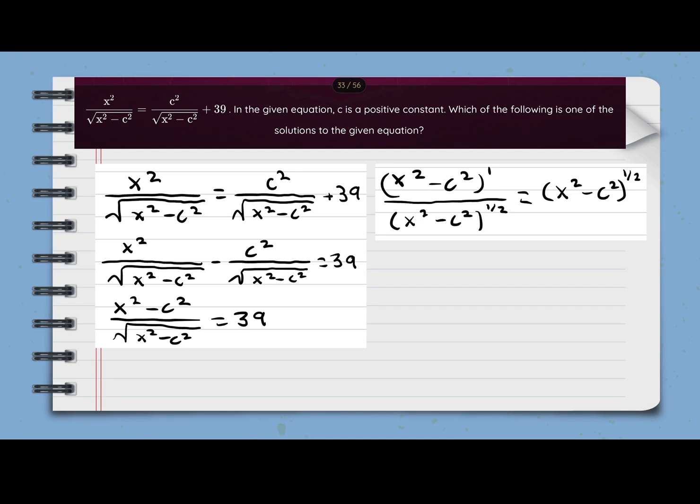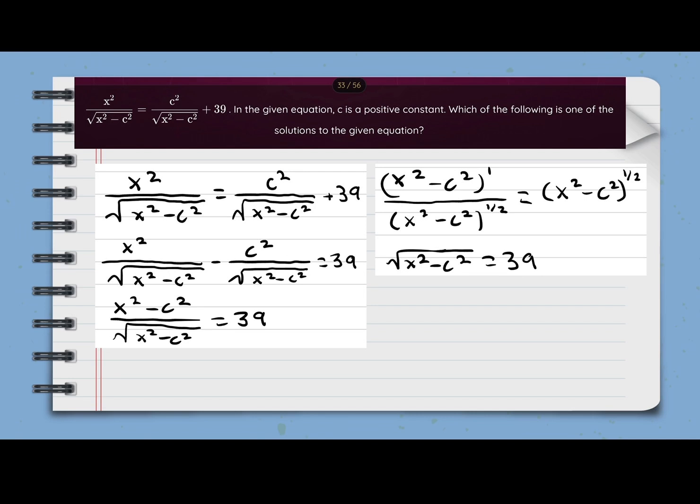So just to clarify, we have x squared minus c squared on both numerator and denominator. The only difference is the denominator has a square root, and using exponent rules, when you have the same base with different exponents, when you divide, you just subtract, and this time it will be 1 minus 1/2, meaning the fully solved out version of this will just be the square root of x squared minus c squared.